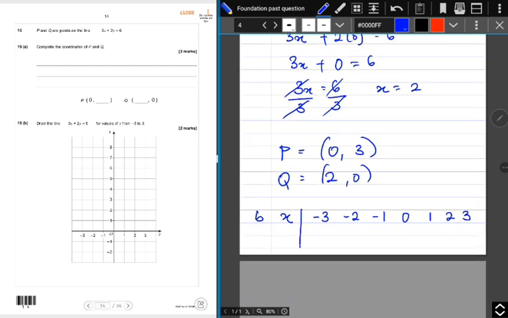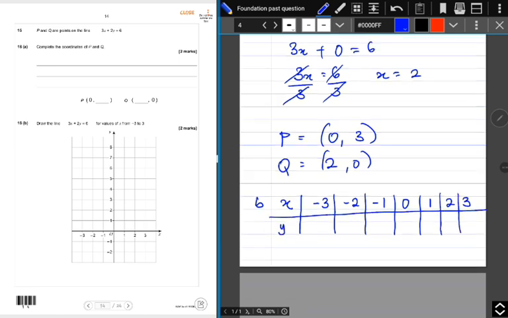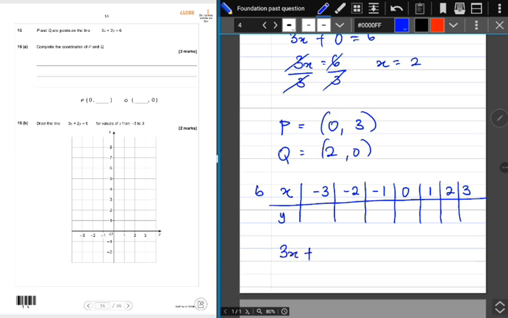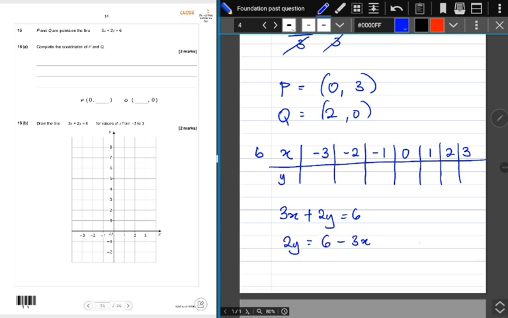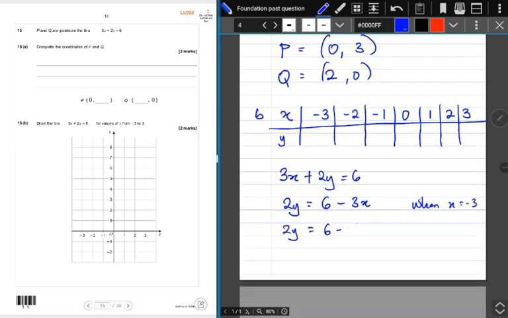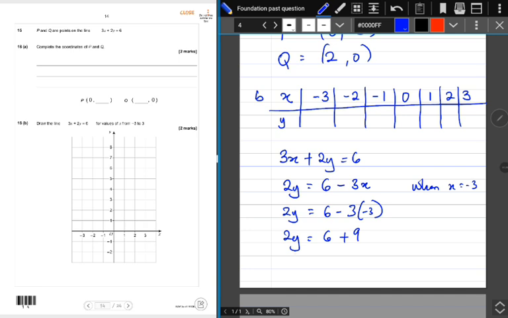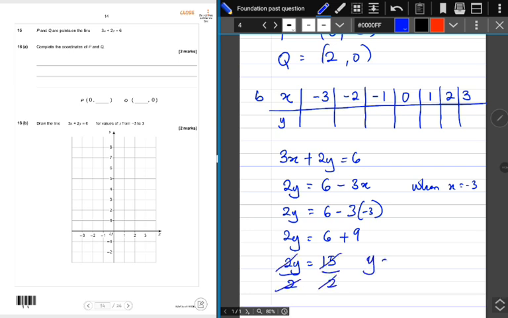So I have to break this down to find the value of y. From the equation 3x plus 2y equals 6, let's just make it easier for us. 2y equals 6 minus 3x. When x equals minus 3, that's going to be 2y equals 6 minus 3 times minus 3. So this is going to be 2y equals 6 plus 9, which gives us 15 divided by 2. We have y equals 7.5.